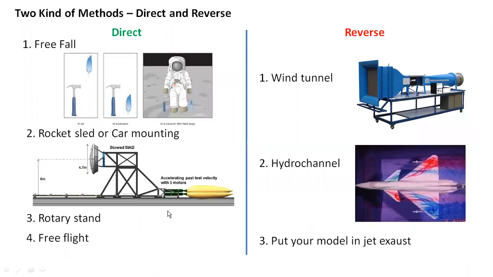So we have different methods to get data. First part, direct method and reverse method. Direct method, for example, is a very simple method of free fall. This picture shows us two situations: fall in air, hammer and feather, and in vacuum. In vacuum, there is no air, there is no air drag, and hammer and feather fall at the same time. In air, there is drag, and the hammer falls first, the feather falls next.